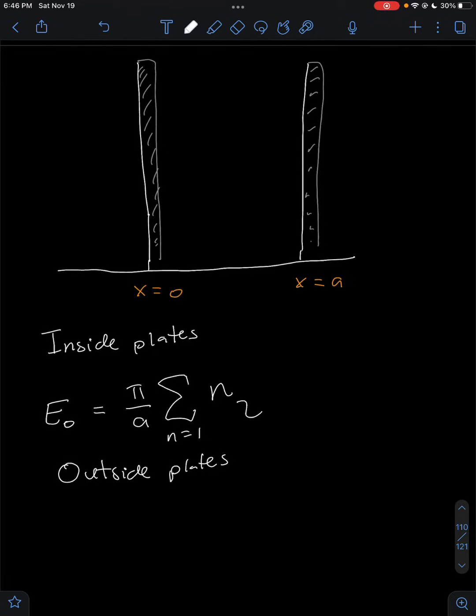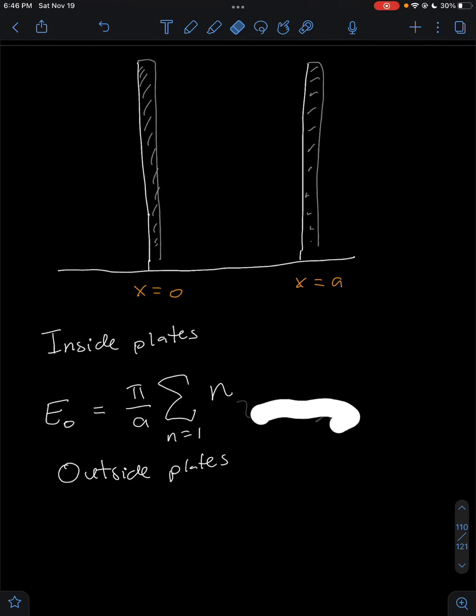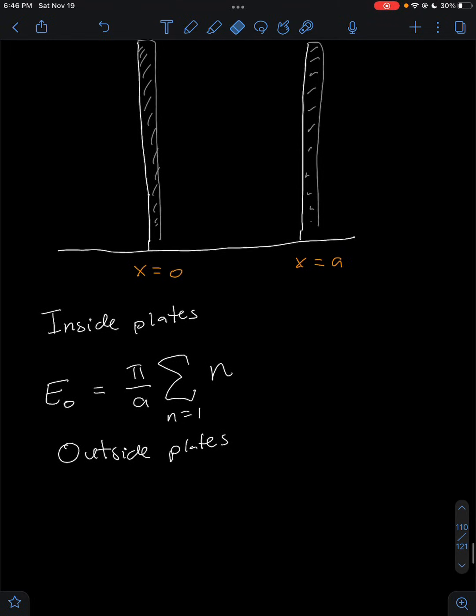Now this energy density is still actually divergent, because this is just going to be pi over a times 1 plus 2 plus 3 plus 4, and so on, which is still infinity. So even after using a finite space-time volume, even after using a summation instead of a continuous integral, we still have a divergence for our energy density. But just for fun, just to humor ourselves, let's keep going to find the energy density outside of our plates.